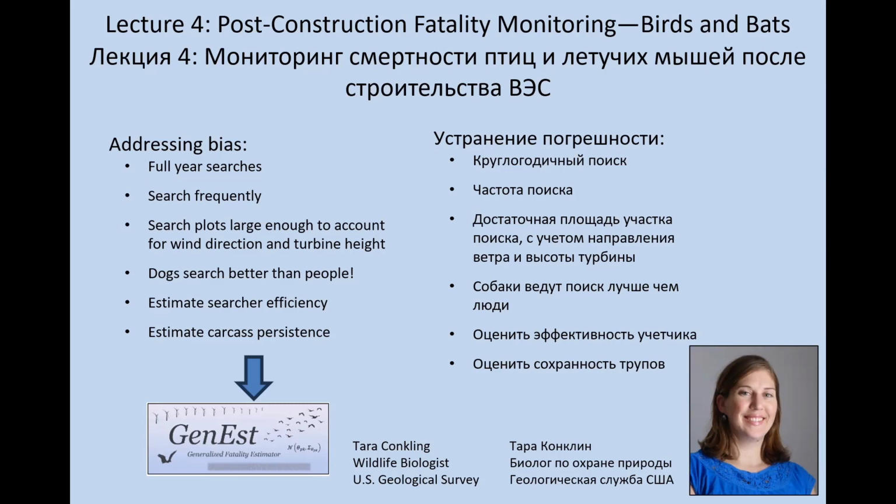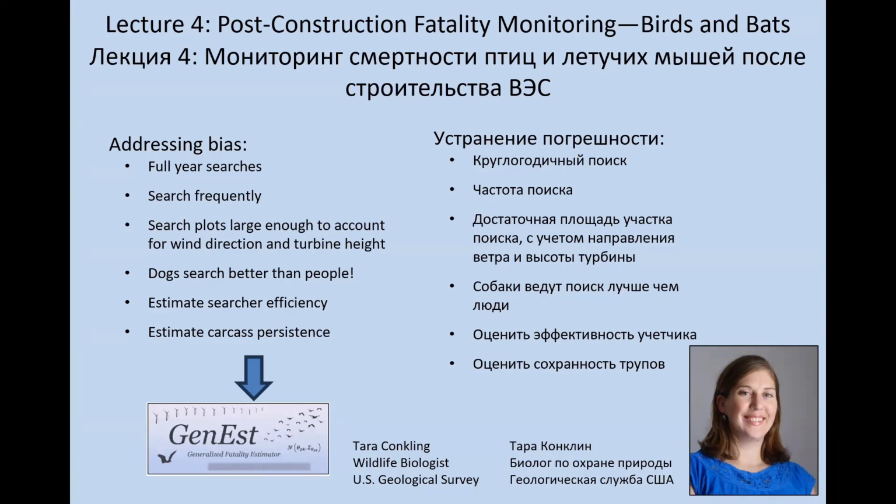Another way to address bias is to use dogs. Dogs are much better at finding dead animals than people. Dogs have really good noses. They can go out, find just a tiny piece of a bird or a bat, and that can add a lot of understanding of where a carcass came from, when it came there, and all of those types of issues.